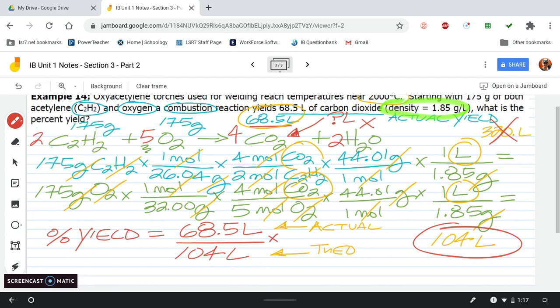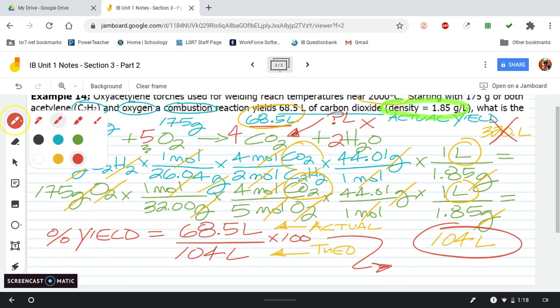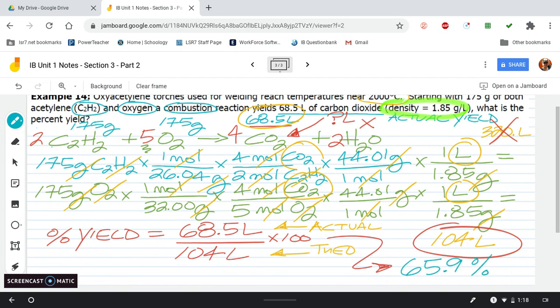And then we're going to multiply this by 100. And it's going to give us how good a job we did. So let's go ahead and try it. 68.5 divided by 104, enter, times 100. And if you go to 3 sig figs, it looks like it's going to be 65.9%. 65.9%. And that is a percent yield.